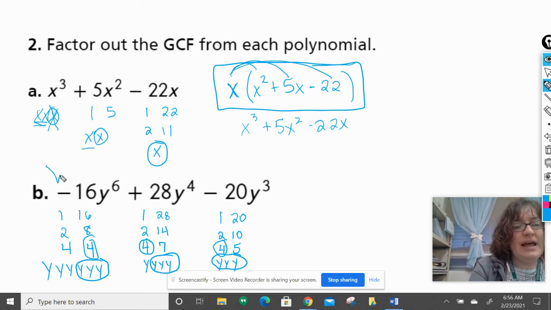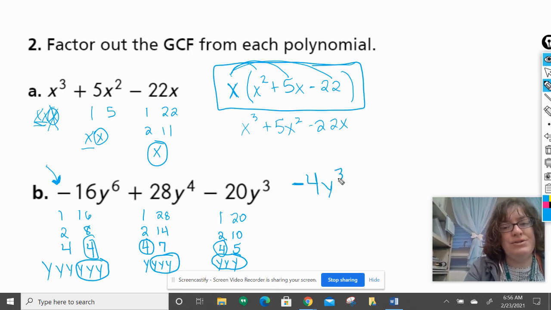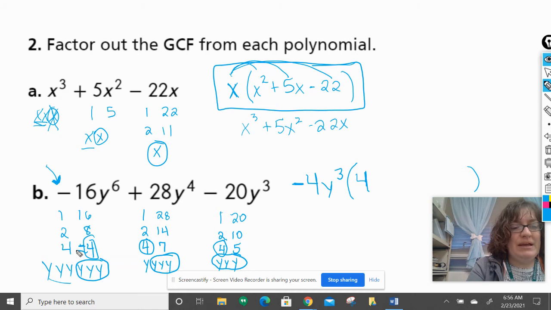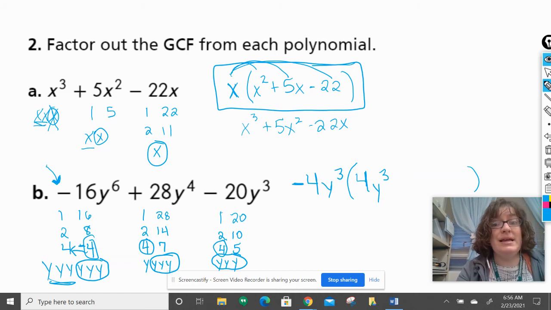Now, this is one of those that has a negative leading coefficient, so that means I'm going to factor out the negative. So negative 4y to the 3rd is going to be my greatest common factor. So if I make this 4 negative, this 4 would still be positive because negative 4 times positive 4 would give me that negative 16. So I'm still going to be left with a 4. And I'm still also going to be left with y to the 3rd. Again, I can test this because if I distributed in, negative 4 times 4 would be negative 16, and y to the 3rd and y to the 3rd would be y to the 6th.